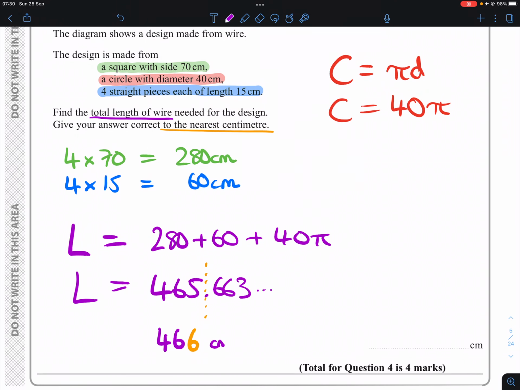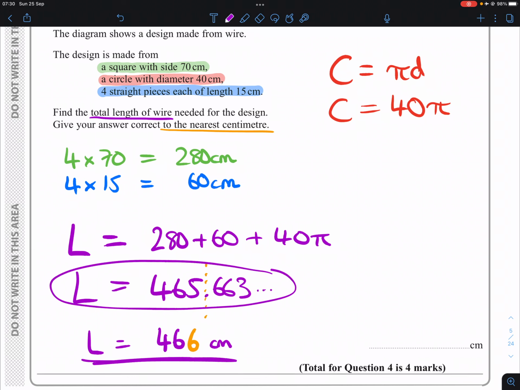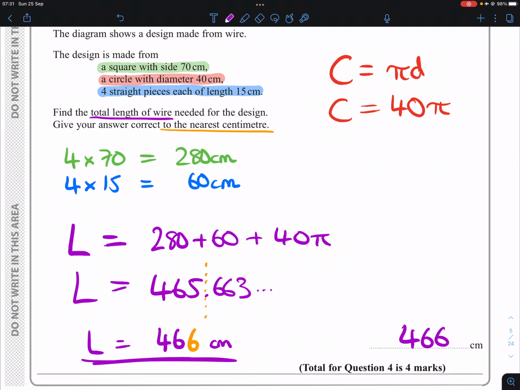466 centimeters. It's always good to write out your decimal. Not in full, but write enough of your decimal out so that if you make a mistake with a rounding, at least you've got the actual answer that it was there. But of course, 466 centimeters is our actual answer. We are done.